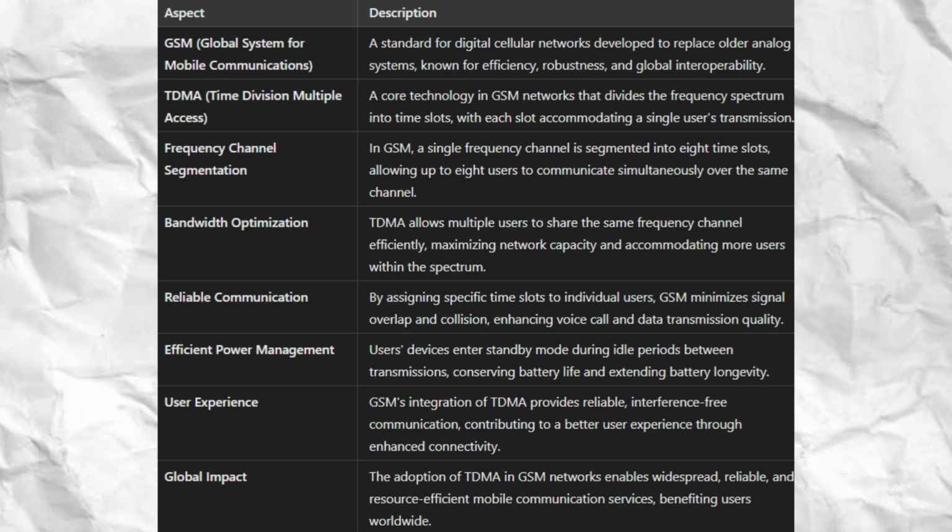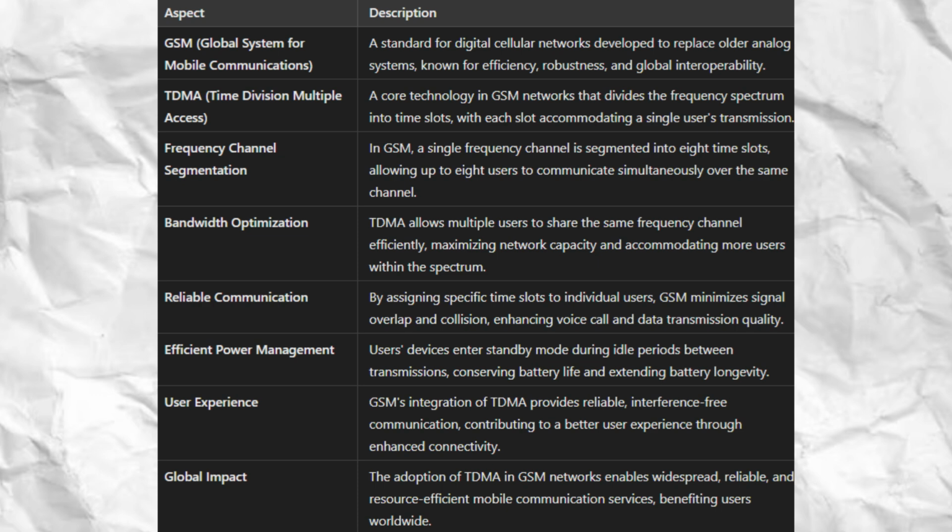GSM's utilization of TDMA offers several advantages. Firstly, it optimizes the use of bandwidth by allowing multiple users to share the same frequency channel efficiently. This maximizes the network's capacity and accommodates a larger number of users within a given spectrum.